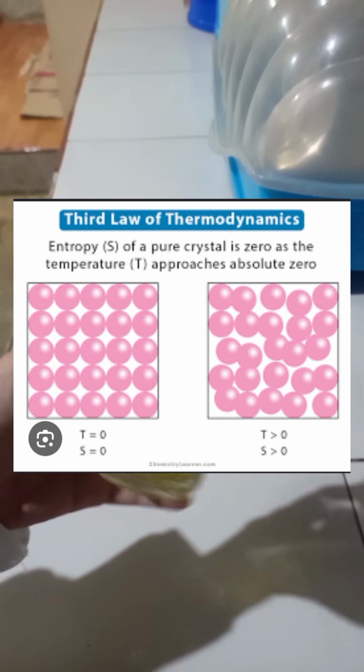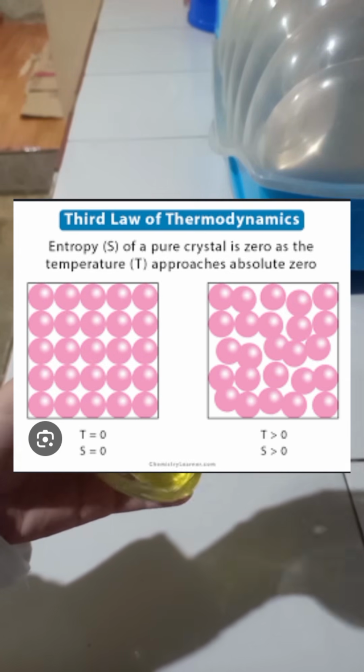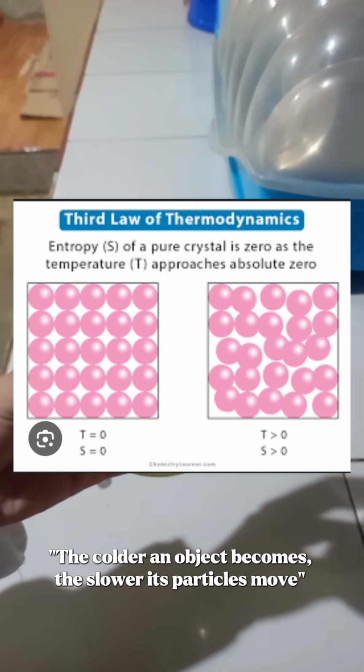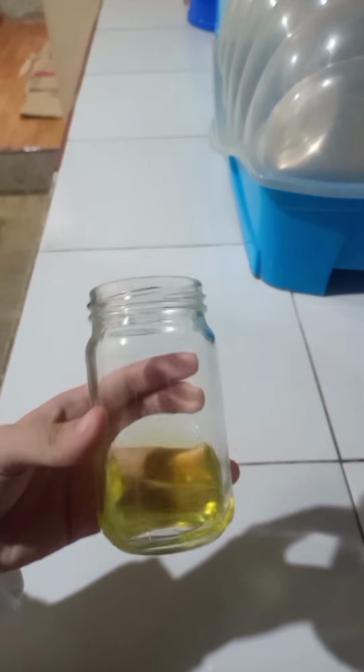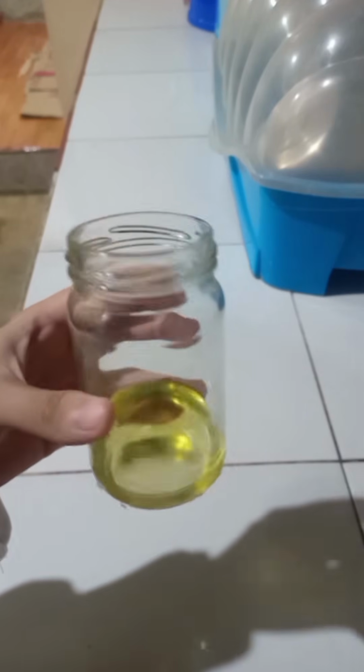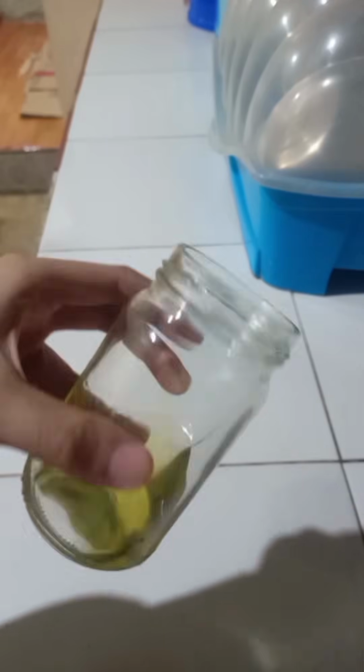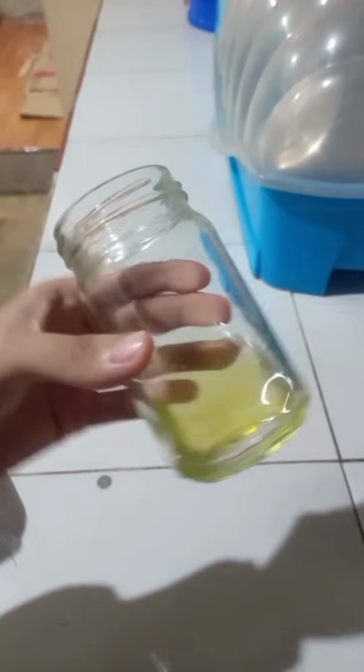Lastly, we have the third law of thermodynamics, which is also known as the colder an object becomes, the slower its particles move. Material needed: we have cooking oil. We will observe how cold temperature affects particles in motion. At room temperature, cooking oil flows easily because its particles move freely.